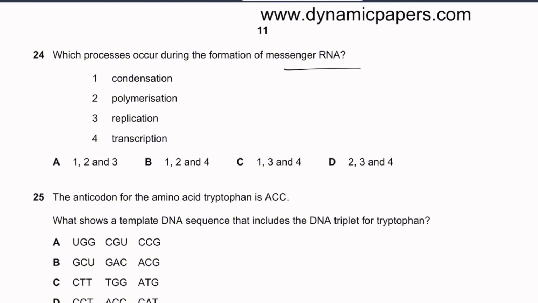Now, which process occurs during the formation of messenger RNA? So during the formation of mRNA, we're looking at transcription. And so he's looking here at what are the processes that happen. So that's transcription. Is it replication? We're not replicating anything. Is it polymerization? Yes, we are forming a polymer, I suppose. And is it condensation? Yes, it's a condensation process. We're going to be forming lots of phosphodiester bonds by condensation, by the release of water. So 1, 2, and 4b.